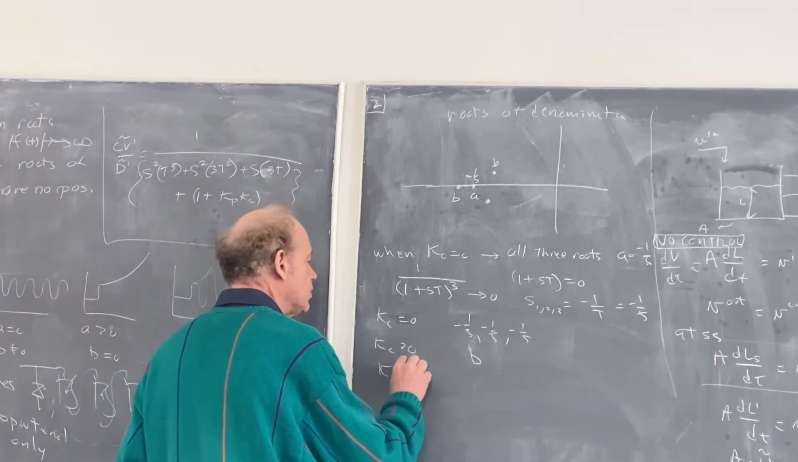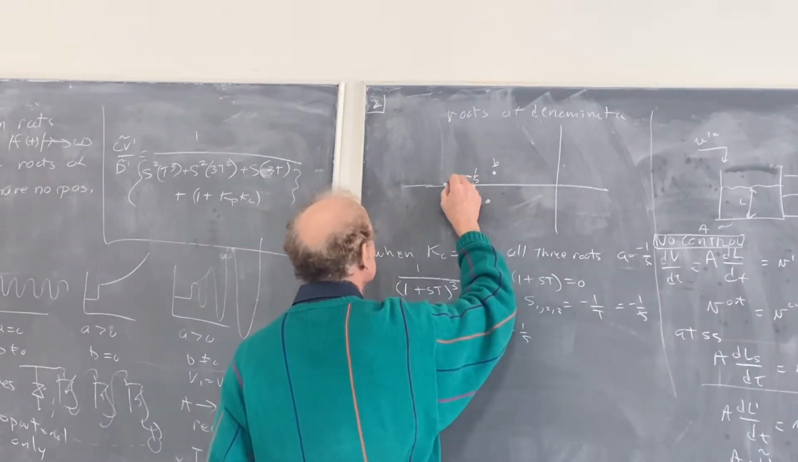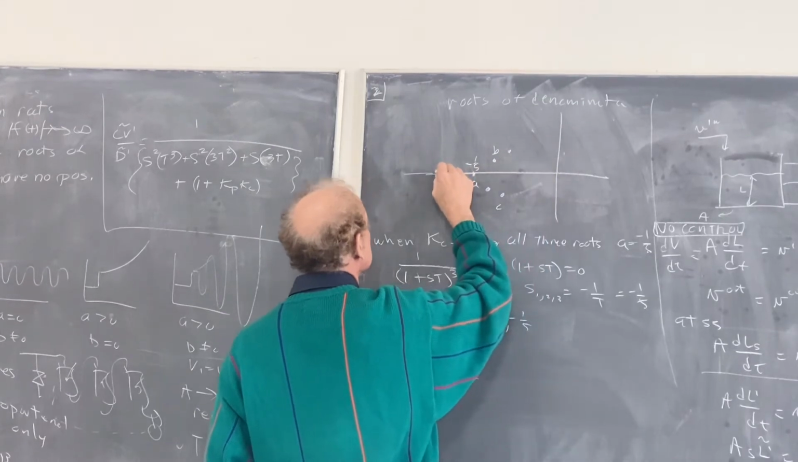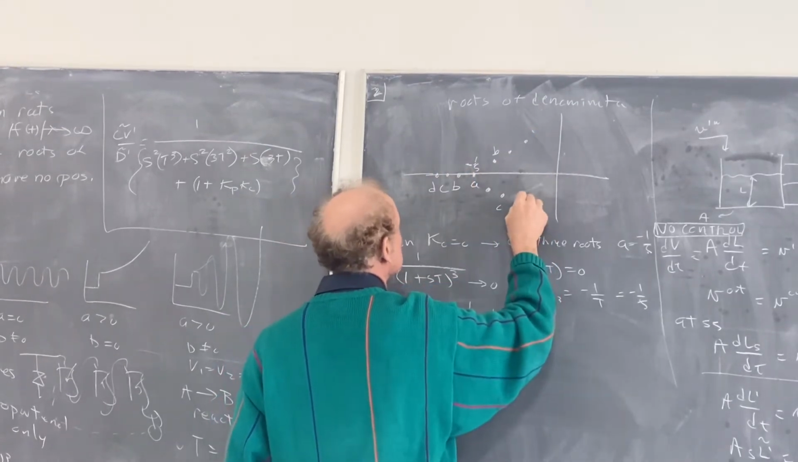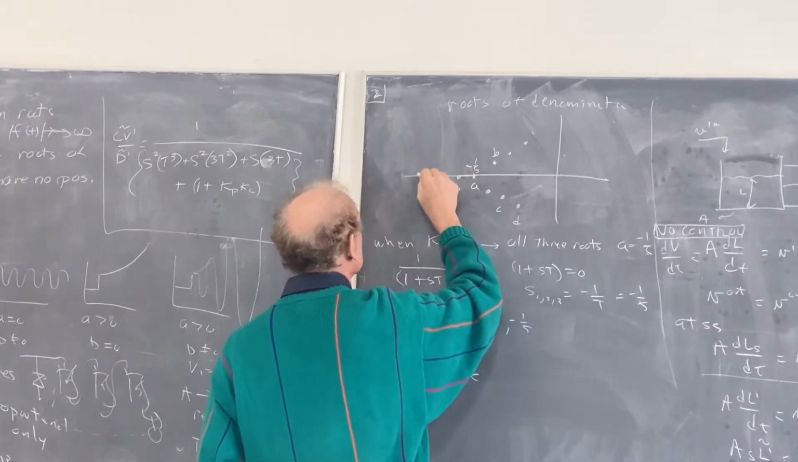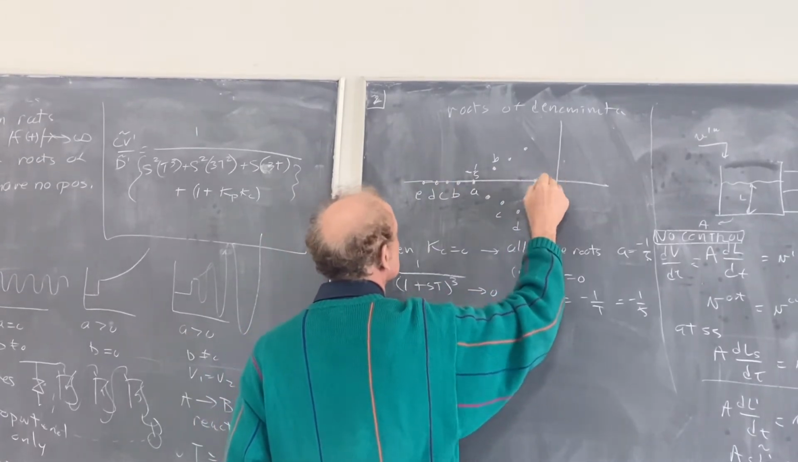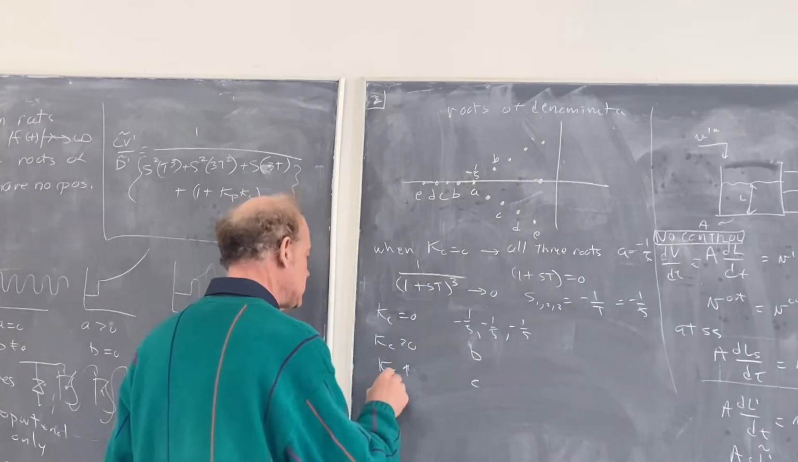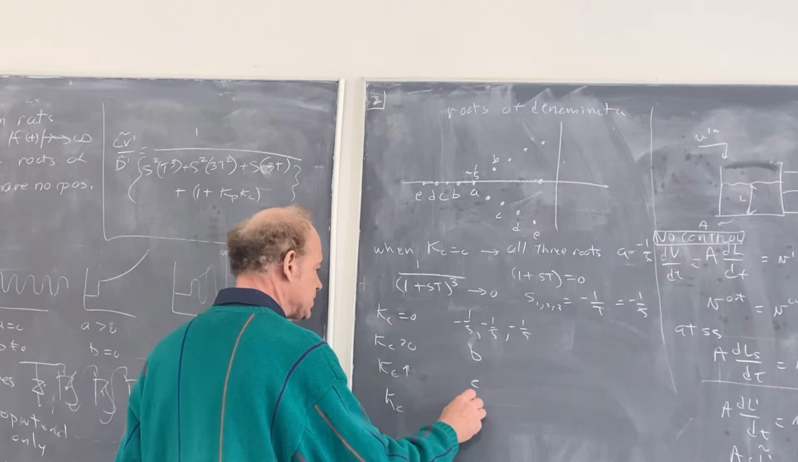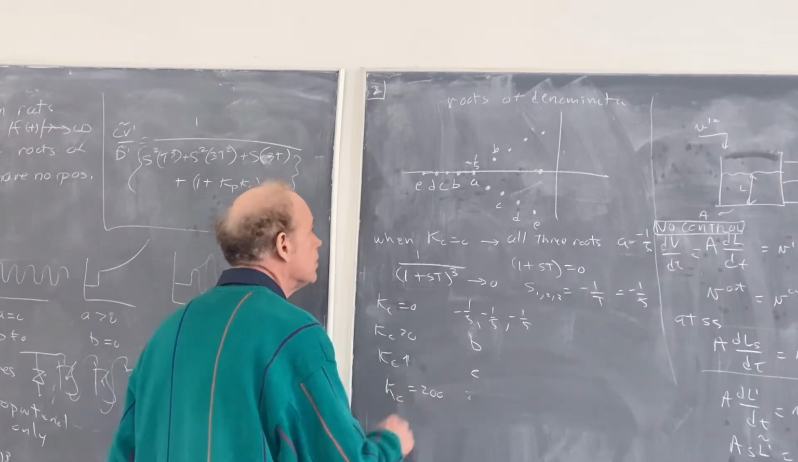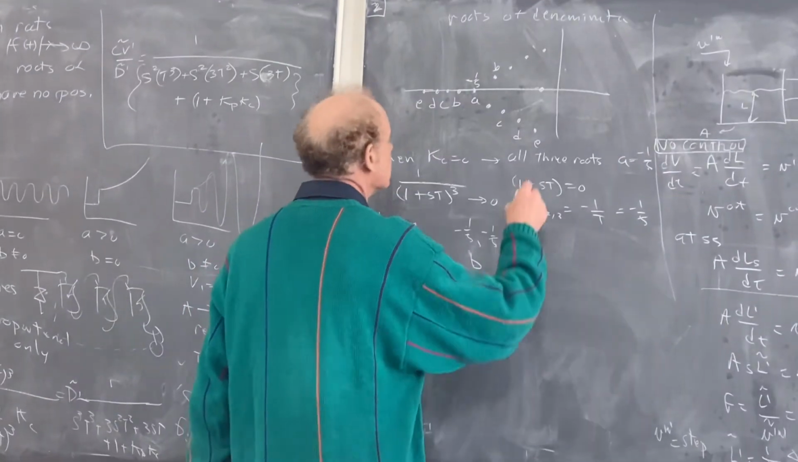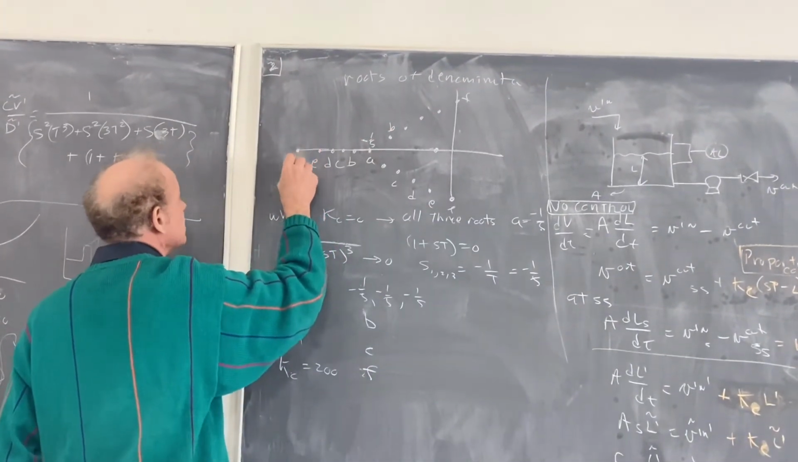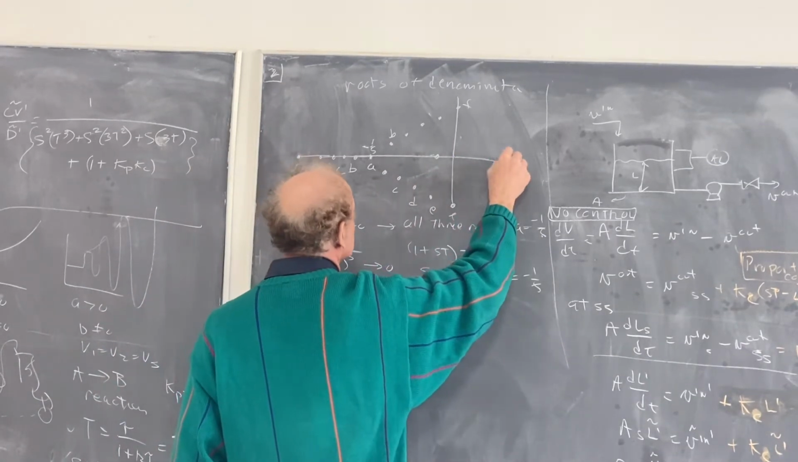Kc is going up, I go to C, D, E, and when Kc is 200, for this particular example, then I get to F, where F is here. And let's see what happens at F, where this is the axis. So this is the imaginary axis.